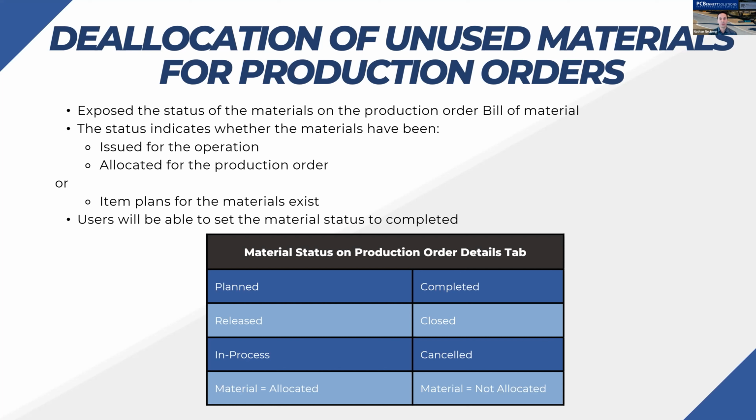Open item plans for materials from completed production orders would still impact MRP because it continues to consider these materials as demand. Now we've introduced the ability to manually deallocate materials for production orders that have the completed status. By setting this to complete, there's no longer demand for this production order and item plans are removed. Additionally, production managers can now also manually allocate materials for production orders that have the completed status. Let me show you.